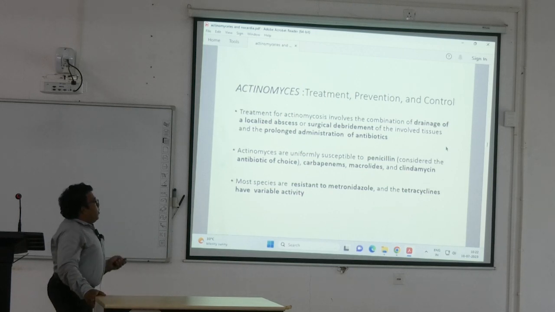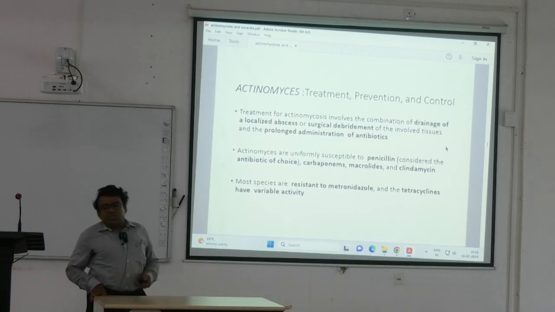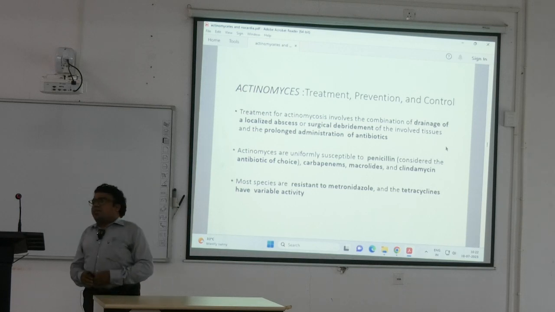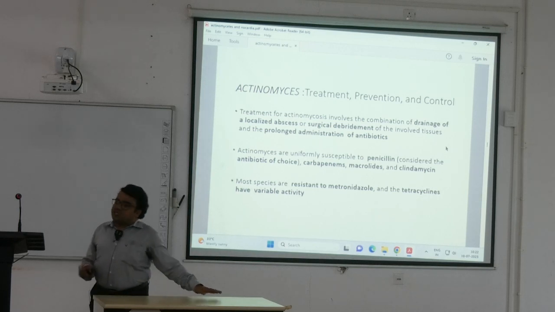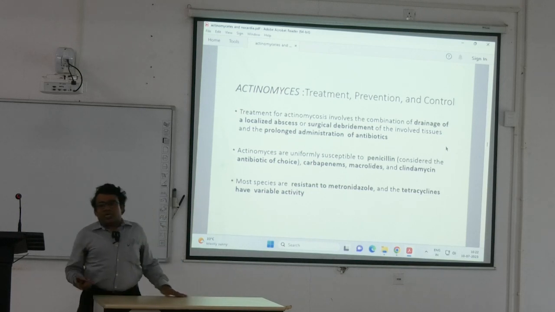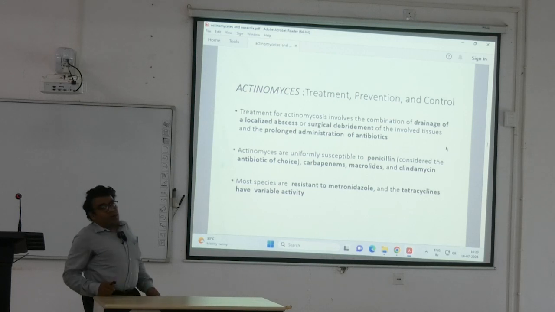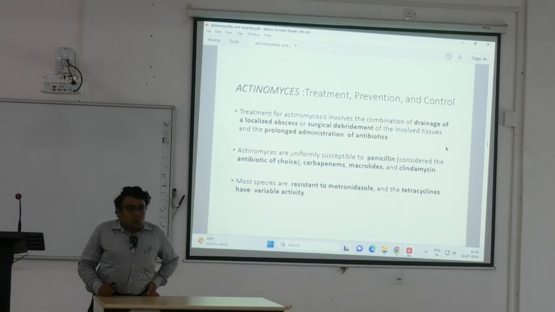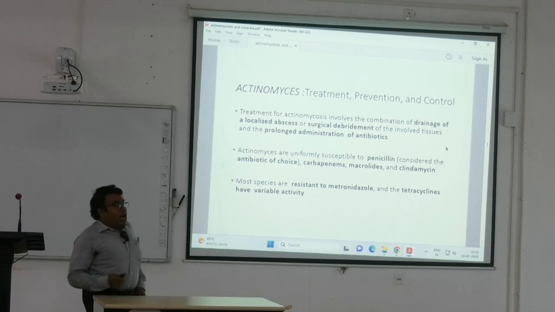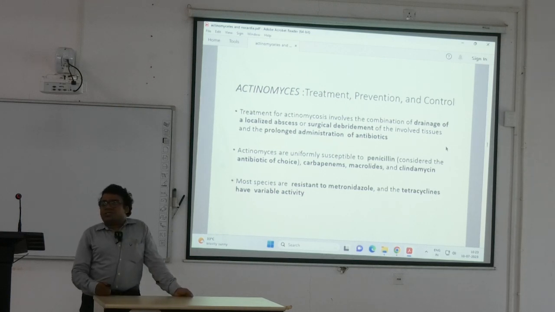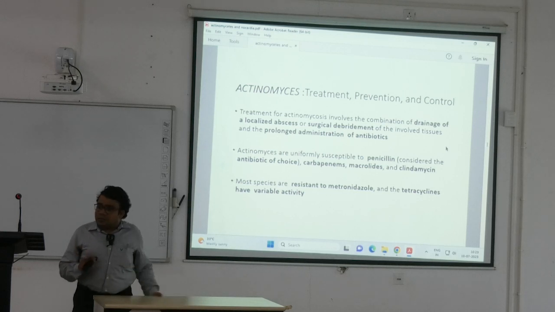Now, coming to the treatment, what would be the best treatment? If there is a lesion, the best treatment would be to remove the lesion, surgical drainage and removal. Among antimicrobial therapy, they are very commonly susceptible to penicillin, which is also the drug of choice, and other groups of drugs like carbapenem, macrolide and clindamycin. Although they are anaerobic, please remember they are resistant to metronidazole. Hence, the drug of choice in actinomyces, at least at your level, would be penicillin.